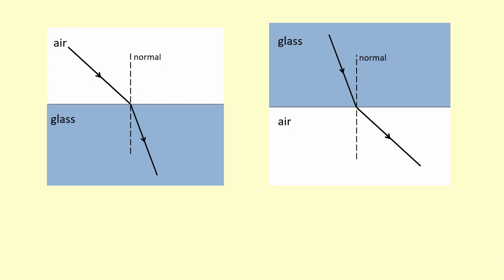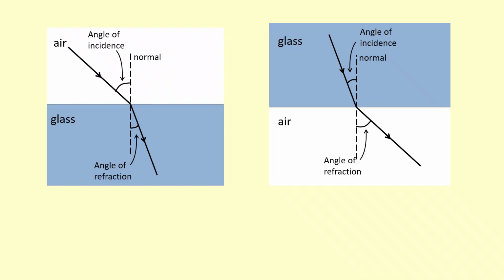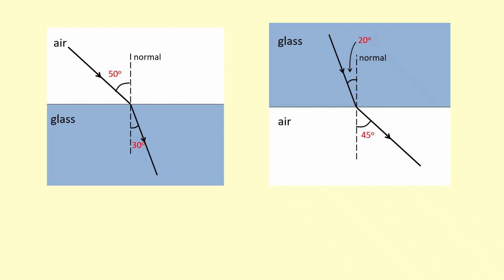Okay, so here's some examples. So we've got the light ray that's coming in from air into glass, and this angle is what we call the angle of incidence, and this one is what we call the angle of refraction. And as you can see, when it goes from air to glass, it slows down, so it bends towards normal. But in this case, you can see the angle of incidence when it comes from glass to air, it's actually bending away. So the angle of refraction is larger. Okay, so as an example, if this was 50 degrees, this would be 30. If there's 20 degrees over here, then it increased to 45 degrees.